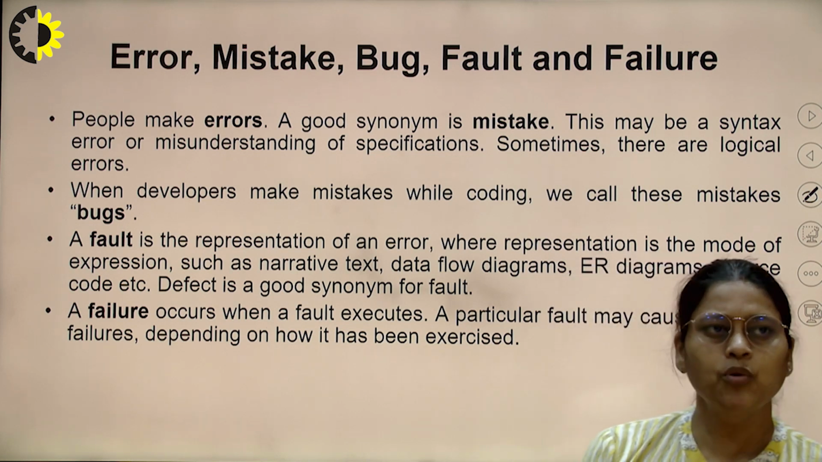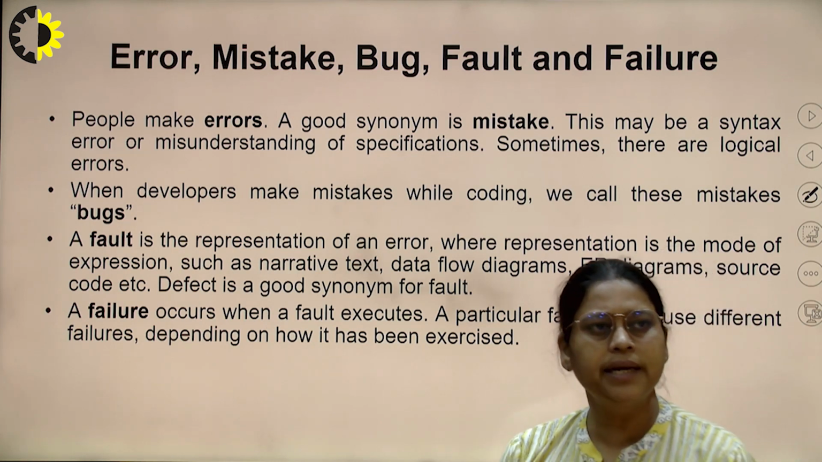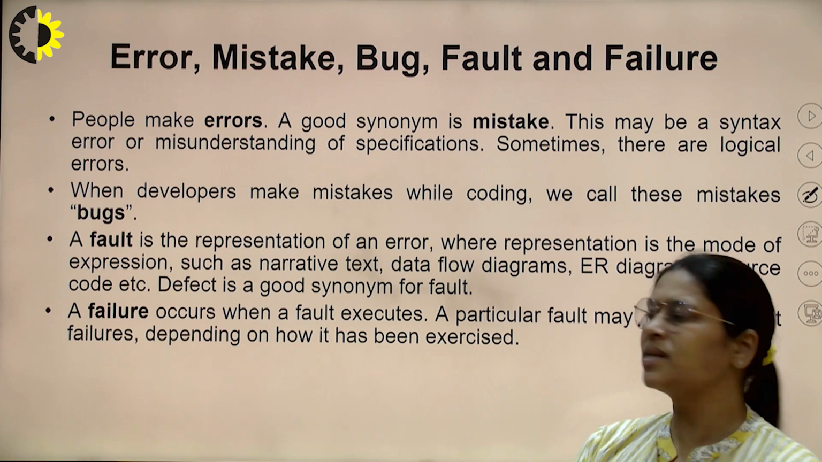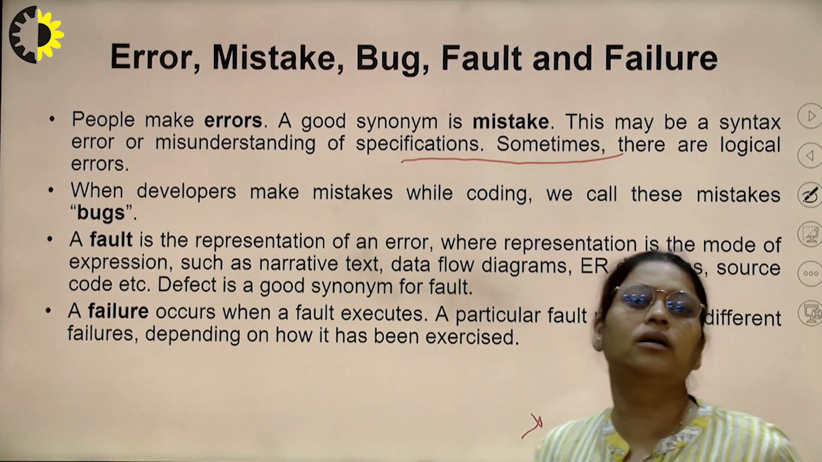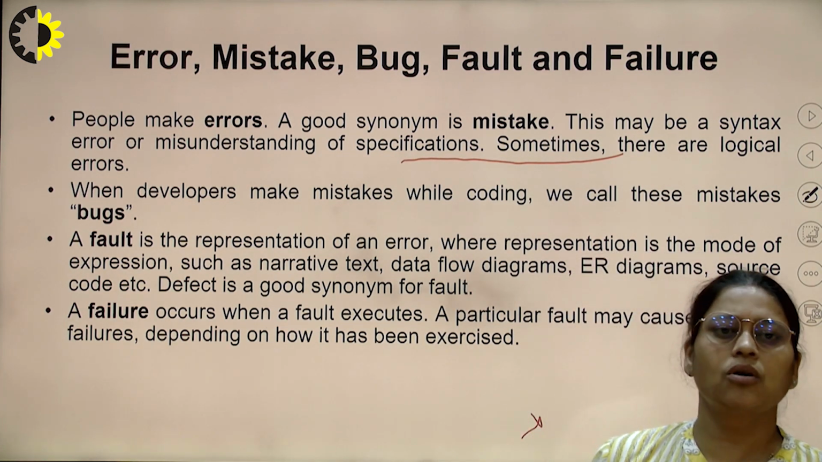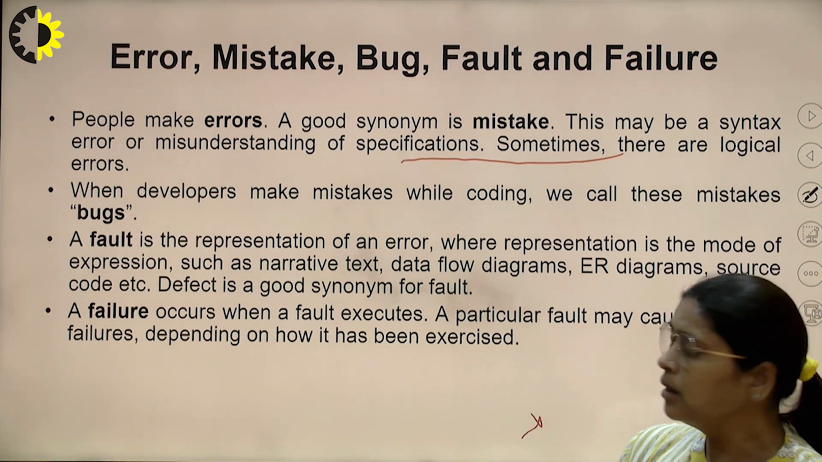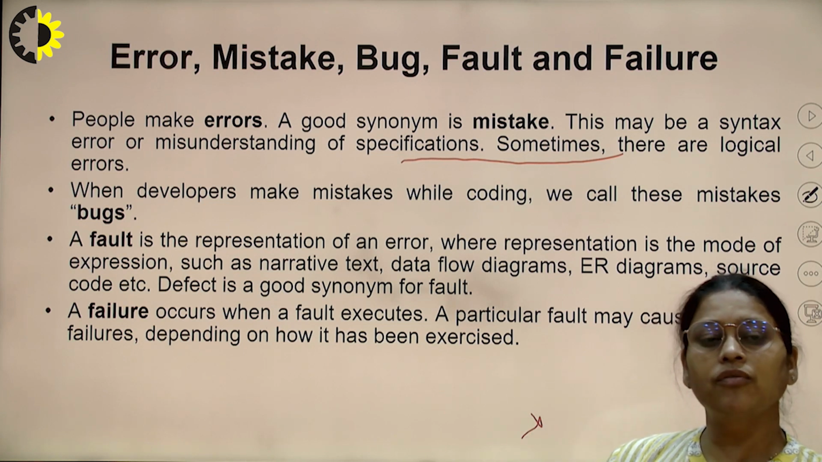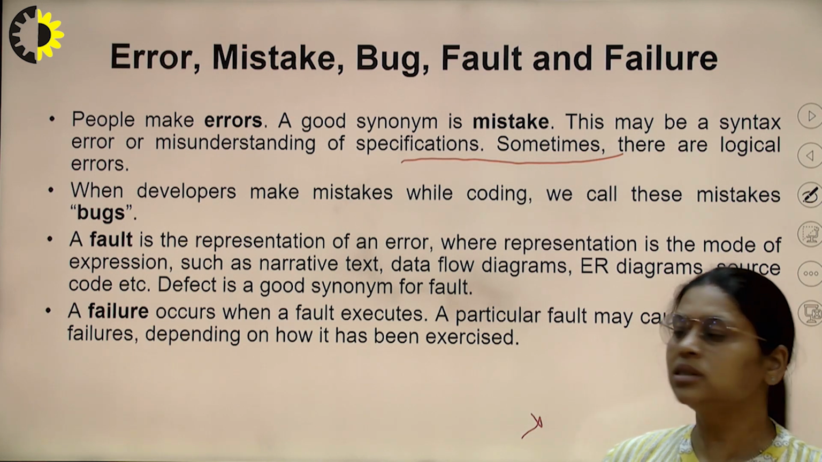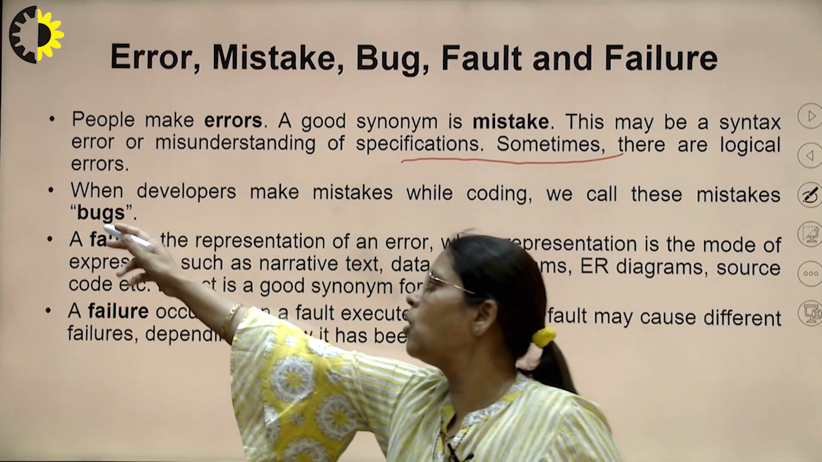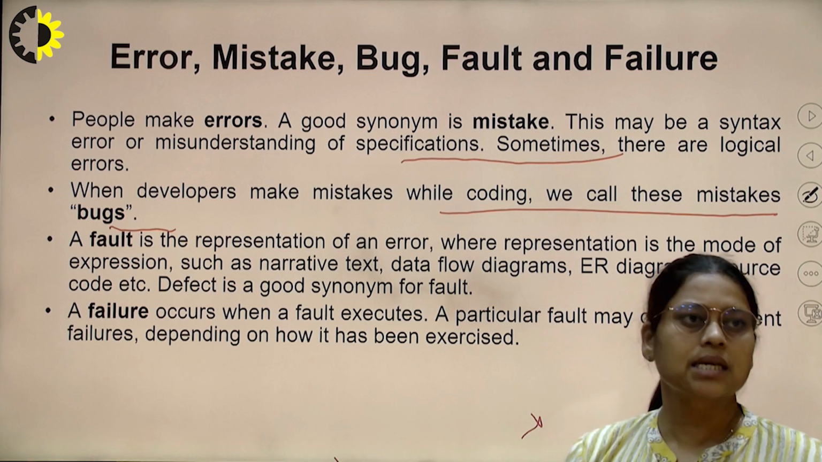So people make errors, which is a good synonym of mistake, and this may be a syntax error or a misunderstanding of specifications. So we can say that an error which is made at the time of specification or analysis is called a mistake or error. And when we develop the software, at the time of programming, an error that comes in the programs is called a bug. So when a developer makes a mistake while coding, we call these mistakes bugs.